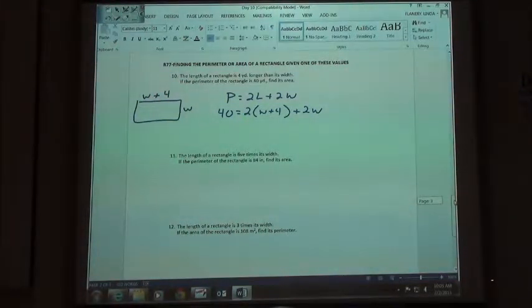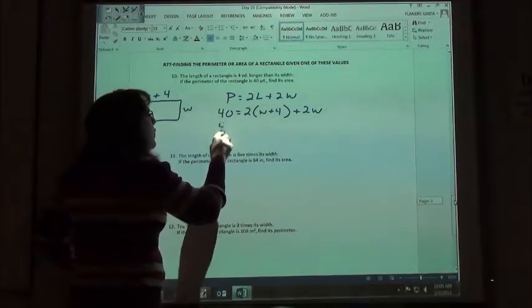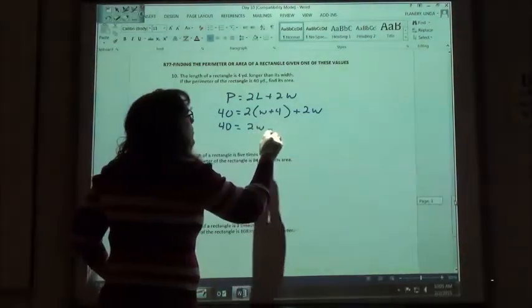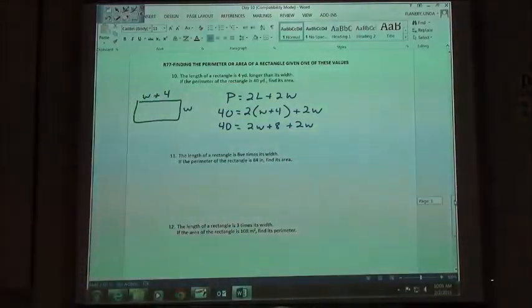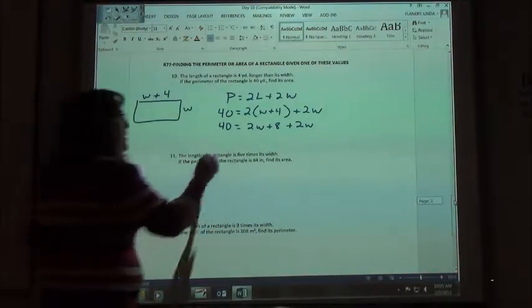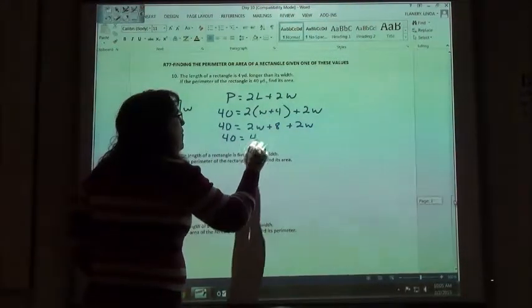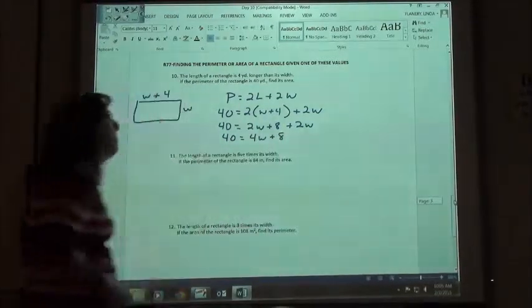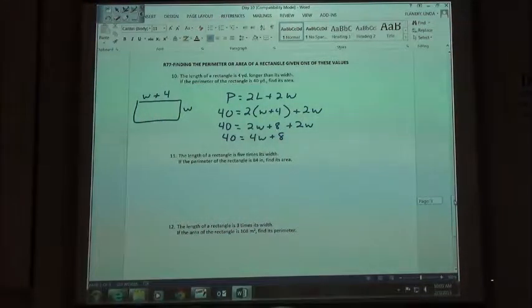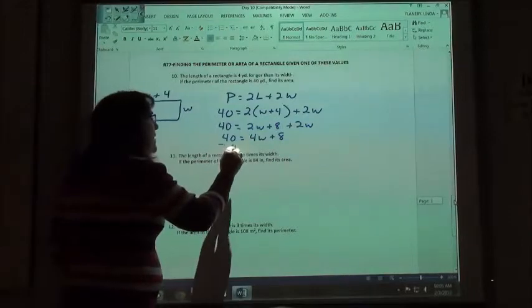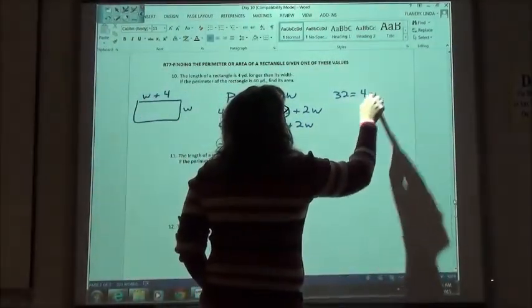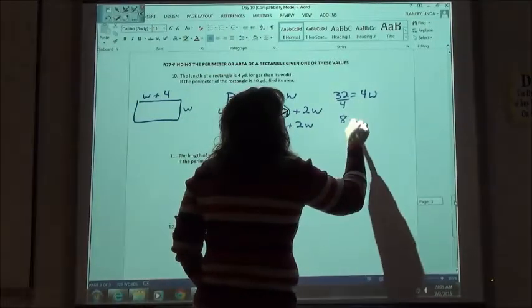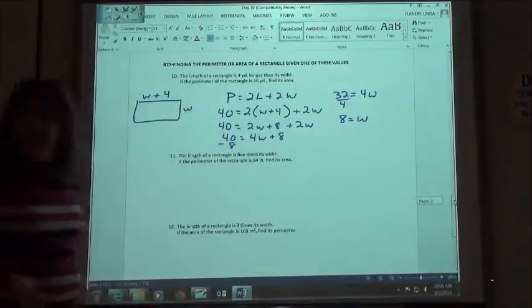And then I'm going to solve that for W. So 40 is going to equal 2W plus 8 plus 2W, using my distributive property. Combining my like terms, 40 is going to equal 4W plus 8. And then I have to solve that for W, so I'm going to minus my 8. 32 equals 4W, and divide by 4. So I know my width is 8.